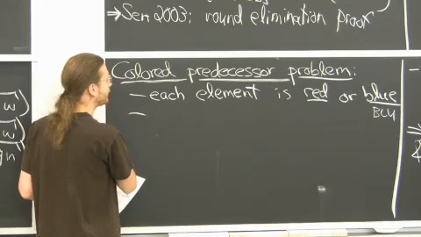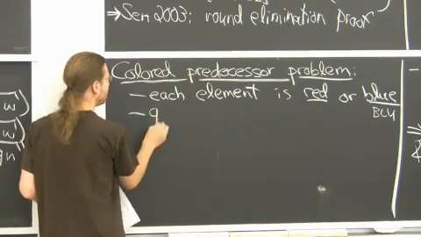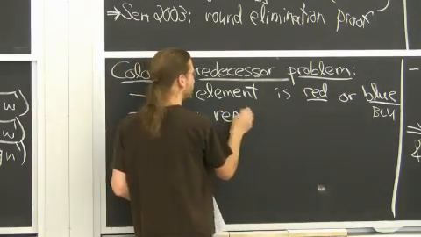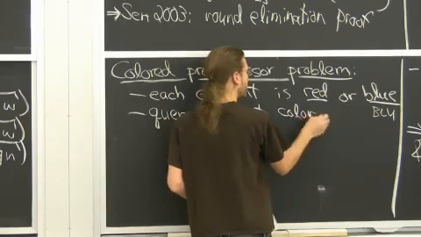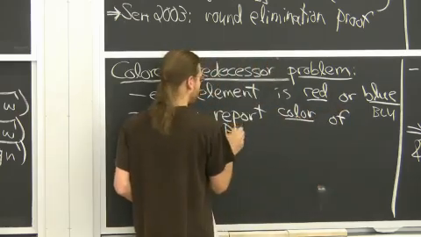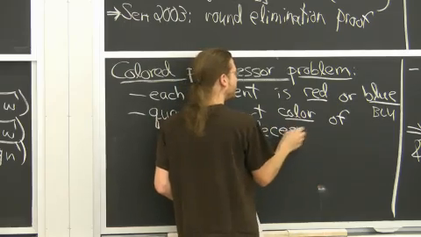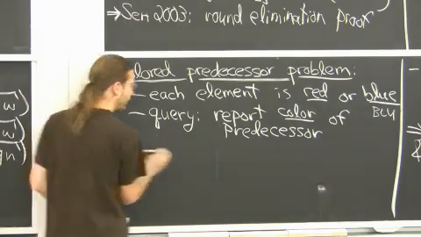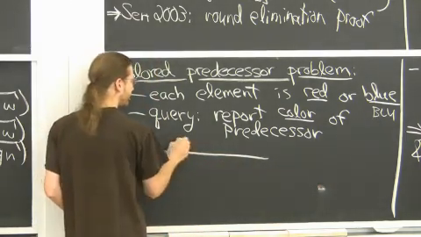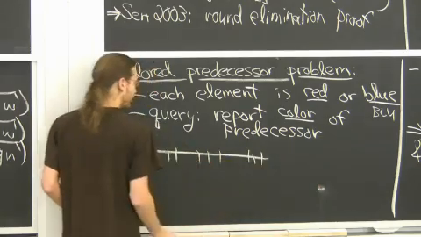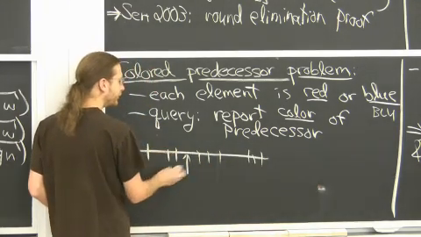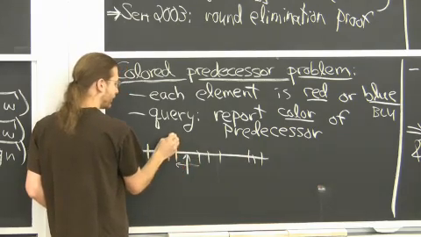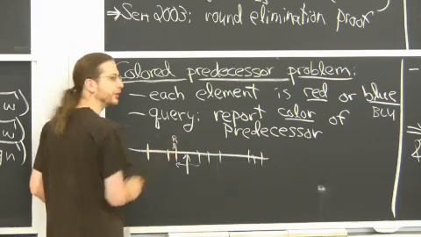Now a query just reports the color of the predecessor. You don't need to report the key value, just whether it is red or blue. So again, you've got your universe, some of the items are present, and your query is an arbitrary universe element, and you want a predecessor, go this way, and this one is either red or blue, and you just want to report which one it is.